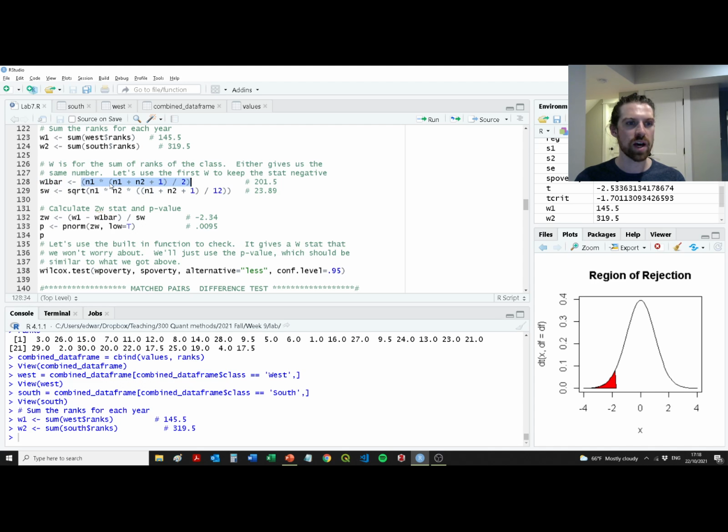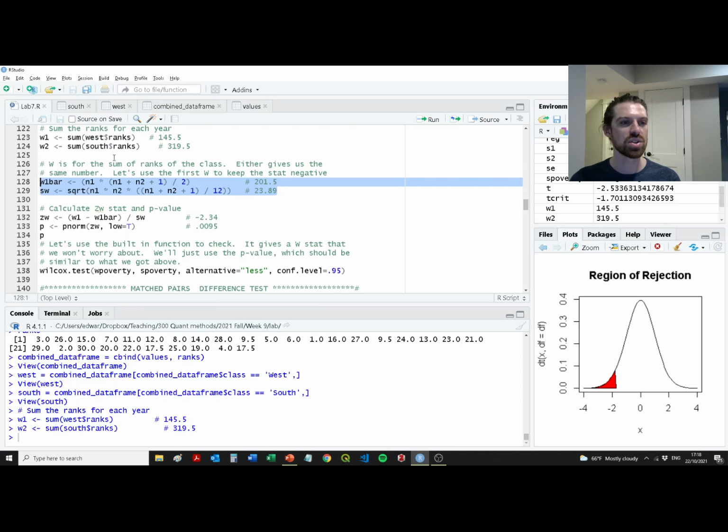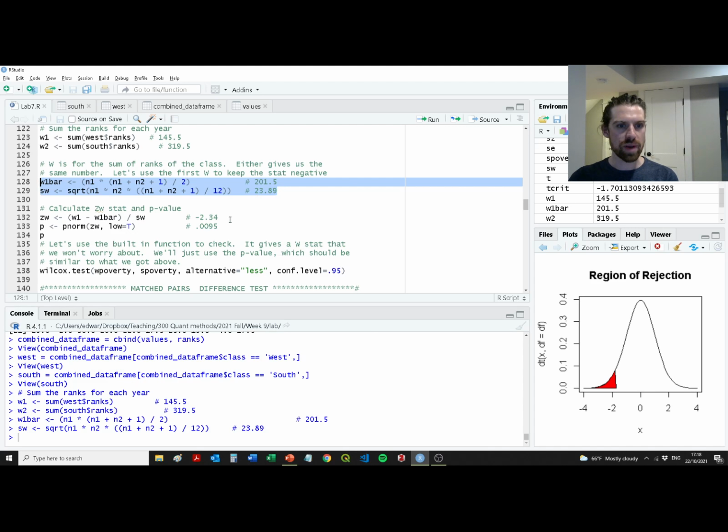So N1 times the numerator, which is N1 plus N2 plus 1, divided by the denominator 2. This gives us a value of 201.5 for that W1 bar. And then we can do the same for the SW value, which is the standard deviation of W, which gives us 23.89.